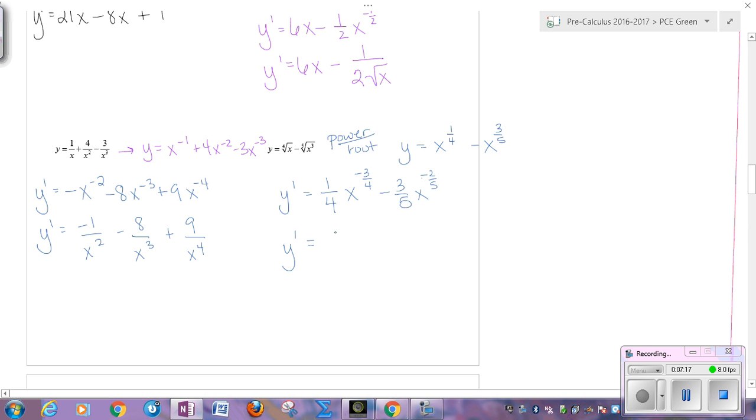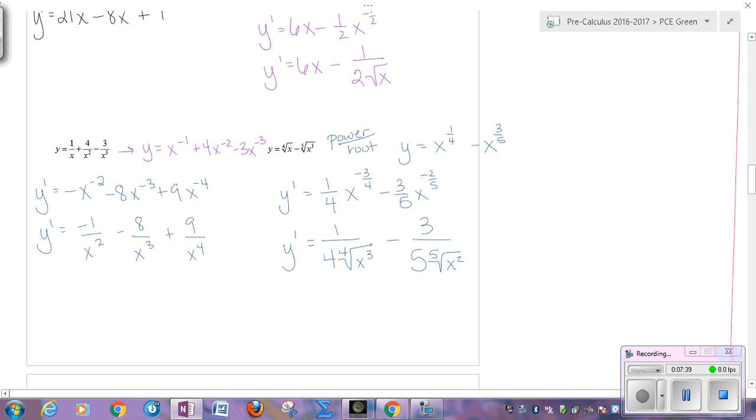Then you're going to rewrite it with positive exponents. So your derivative is going to be equal to 1 over 4 times the power over root. So that's going to be the 4th root of x cubed, minus 3 over 5 times power over root. So this is going to be the 5th root of x squared. Okay, and that's how you would want to leave that answer.